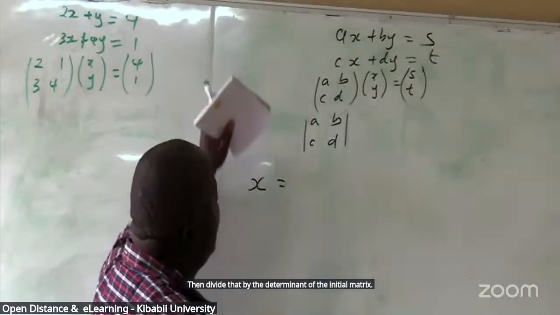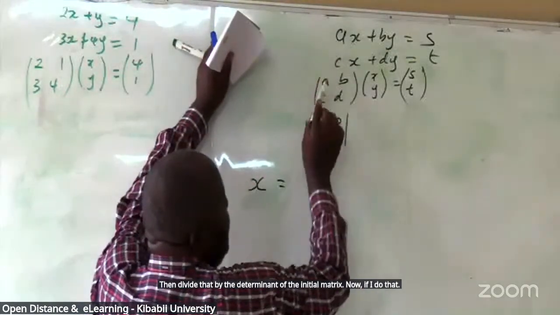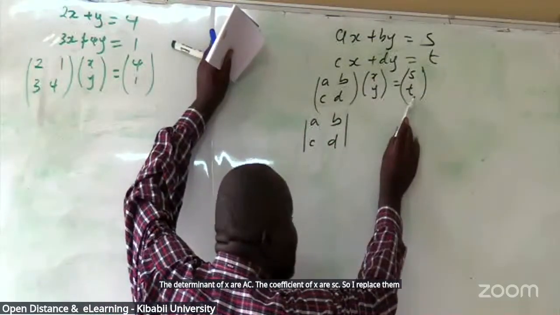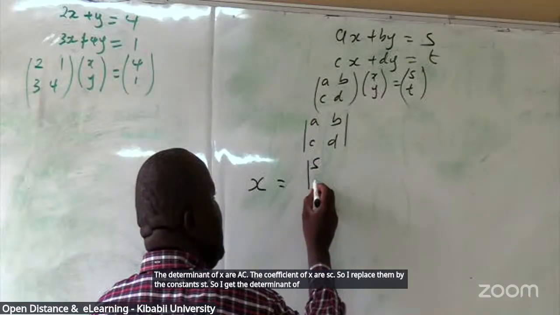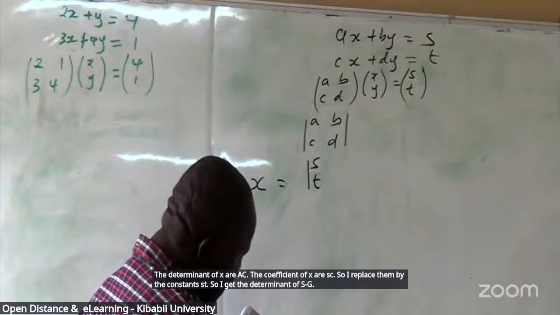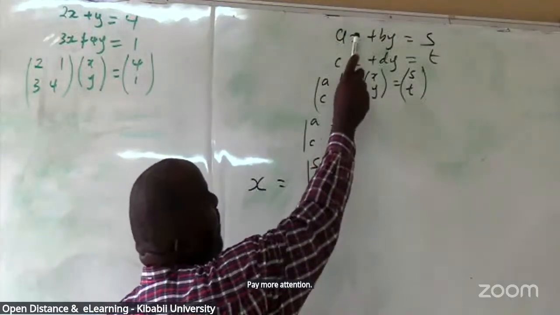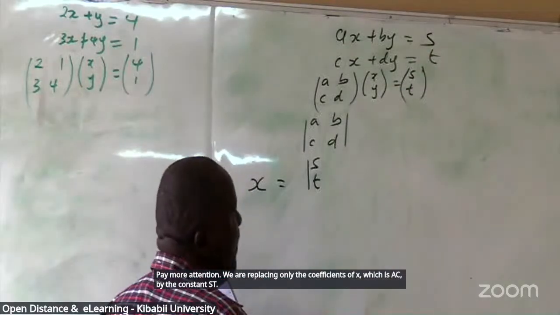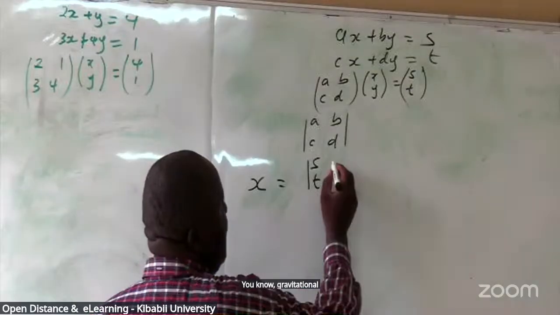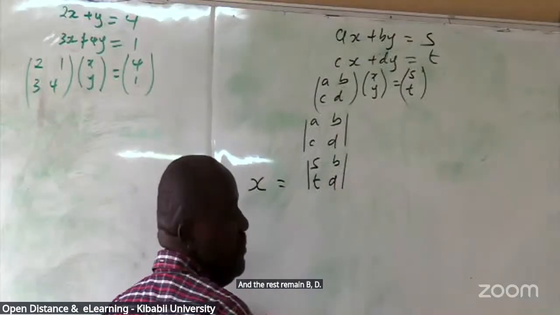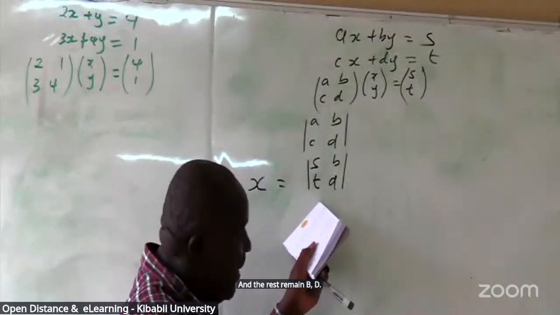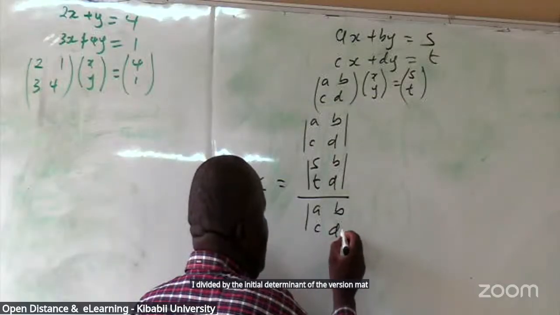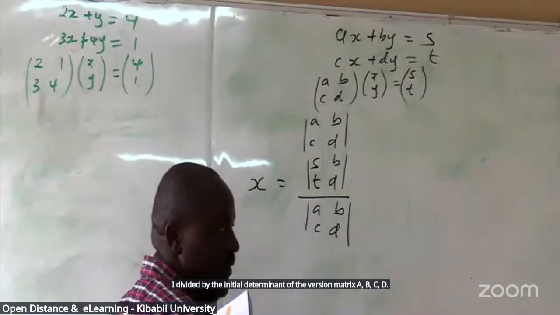Now, if I do that, the coefficients of x are a, c. So I replace them by the constants s, t, and I get the determinant of s, t. Pay more attention. We are replacing only the coefficients of x, which is a, c, by the constants s, t in our coefficient matrix, and the rest remain b, d. So if I get that determinant, I divide by the initial determinant of the coefficient matrix a, b, c, d. That will give me the value of x.